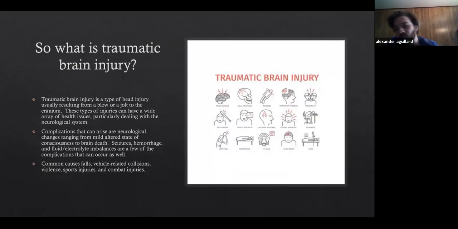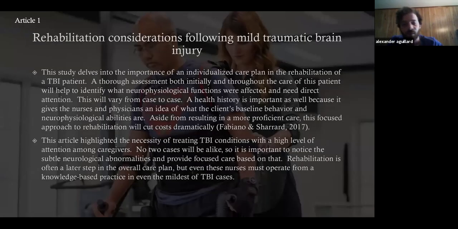And right here, I just got a picture of them. It's kind of hard to make out the words right here, but it's just a visual representation of the different kinds of complications that can arise. So right here, we're talking about rehab, as you can see in the picture.